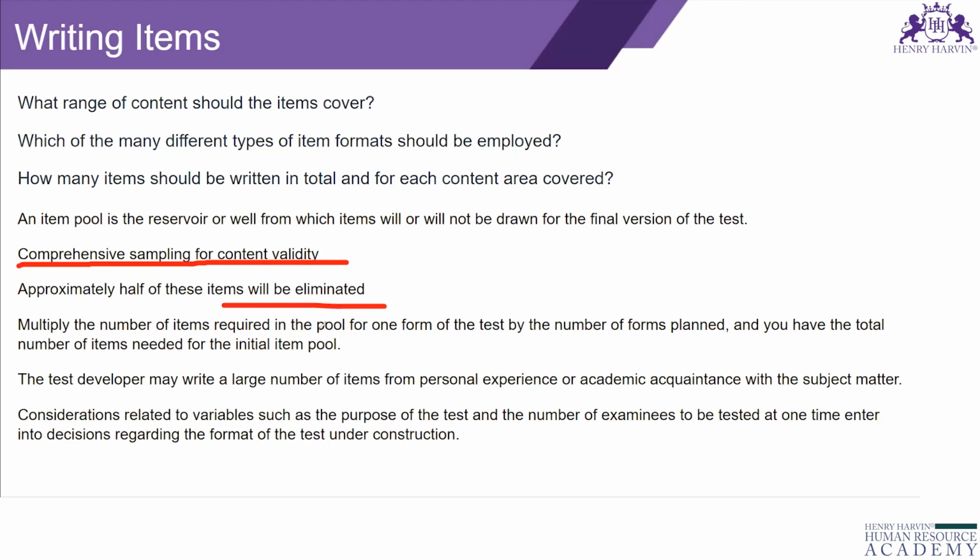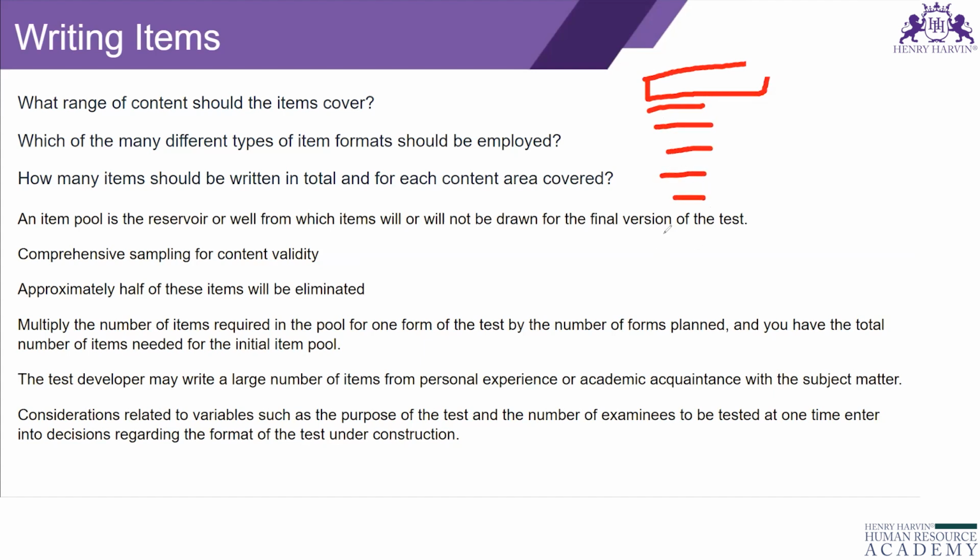Multiply the number of items required in the pool for one form of the test by the number of forms planned, and you have the total number of items needed for the initial item pool. If there are different categories, and under each there are different questions, and you have checked that 10 questions seem perfect for one, then for every other category you use 10 items.